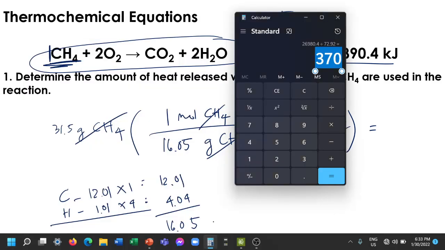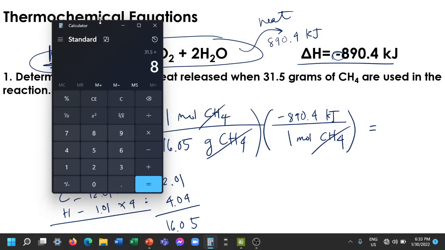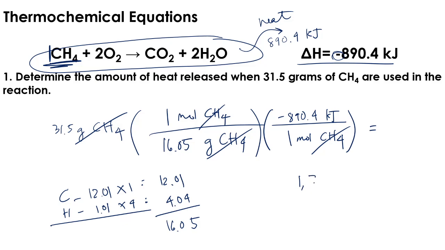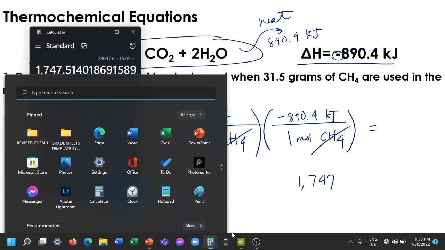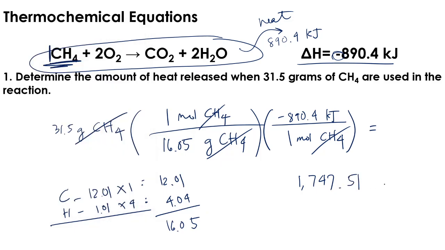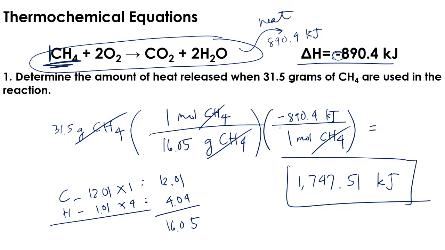So that's 31.5 times 890.4, and then we'll divide this one by 16.05. The answer here is 1,747.51 kilojoules. And don't forget the negative sign because this one is an exothermic reaction.